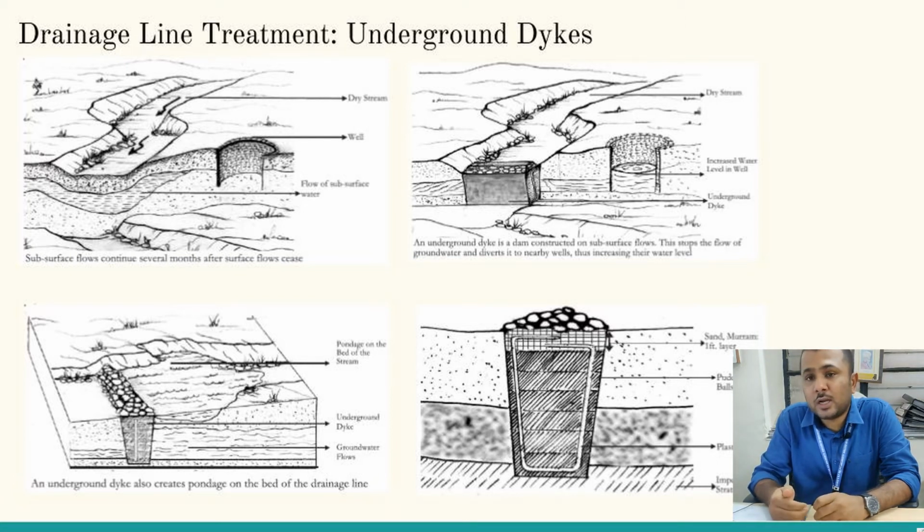So the impermeable strata should be available at a lower height, then only is it possible for water to flow in the lateral direction, or else the water will flow in the vertical direction. Okay, now let us see what the different components are in the cross section of the underground dyke. Initially, there is an outer layer of clay puddle that is filled.